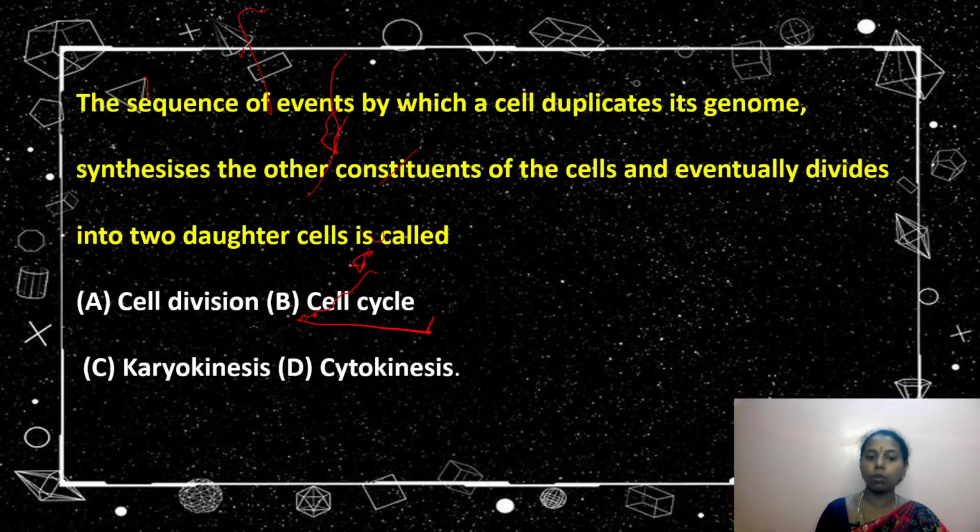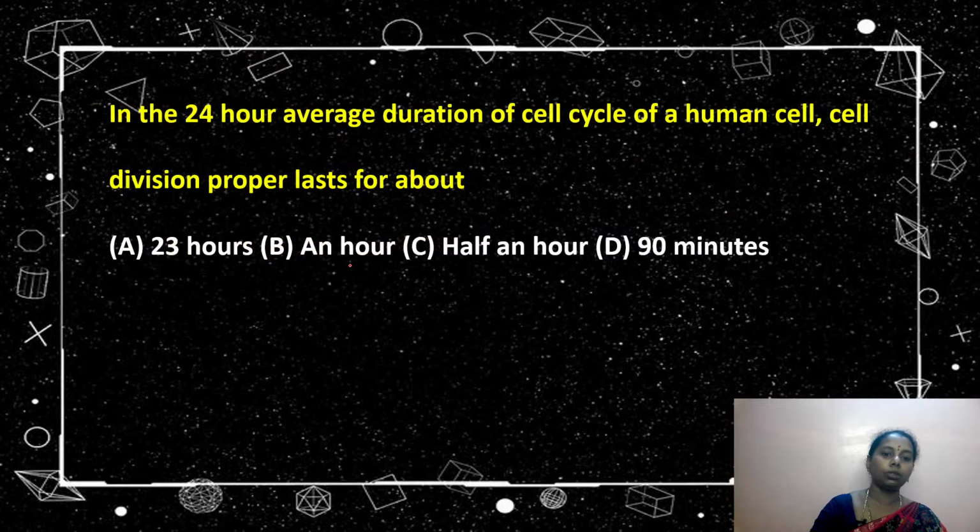It is the definition given for cell cycle in NCERT. That only I have taken as a question. Very good. Congrats, those who have answered. Next question. Let us see. In a 24-hour average duration of the cell cycle of a human cell, division proper lasts for about.